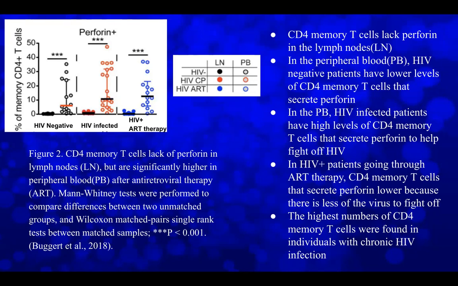with HIV. In the peripheral blood, HIV-infected patients have high levels of CD4 memory T cells that secrete perforin to help fight off HIV. In HIV patients going through ART therapy, CD4 memory T cells that secrete perforin are lower because there's less of a virus to fight off. The numbers of CD4 memory T cells found in individuals with chronic infection were the highest.